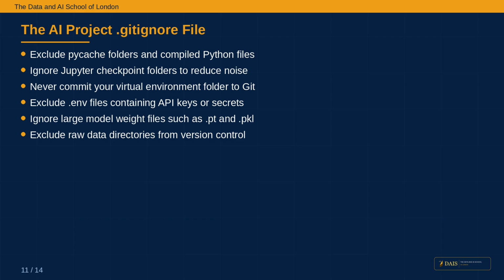Also exclude your raw data directories. Raw datasets belong in object storage or a dedicated data versioning system, not in a Git repository. We will cover DVC for data versioning in a later episode.